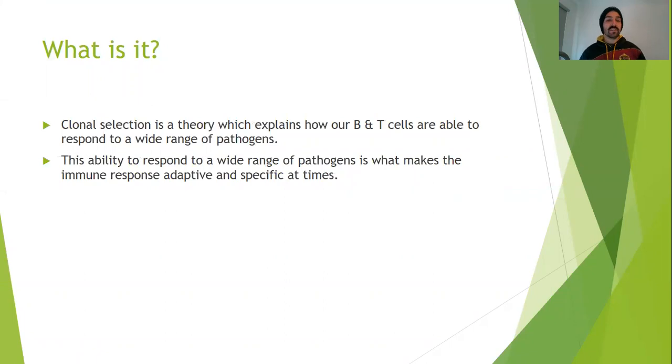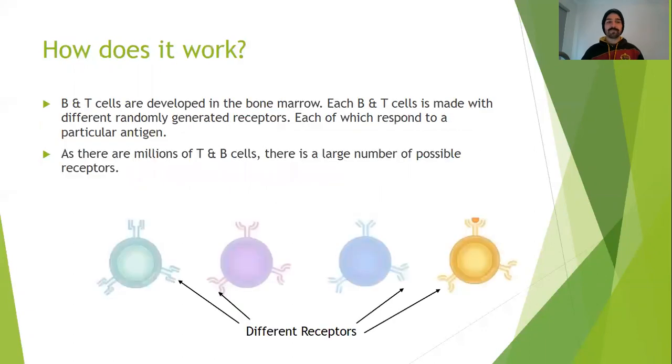Clonal selection is a theory which explains how our B and T cells can respond to a wide range of pathogens. We know that there are so many pathogens that our body is able to respond to, and we have to look at why that occurs. It allows us to have a much more specific response to a particular pathogen.